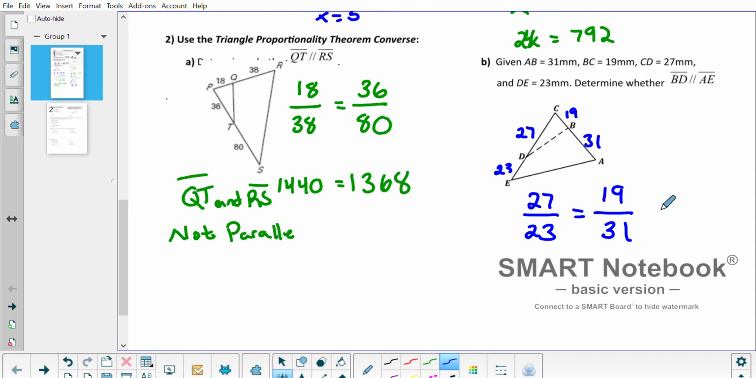So 27 times 31 is going to give us 837 is equal to 19 times 23 is 437. So as we said, these are not going to be parallel. This is not true. The converse does not work for either one of these examples.